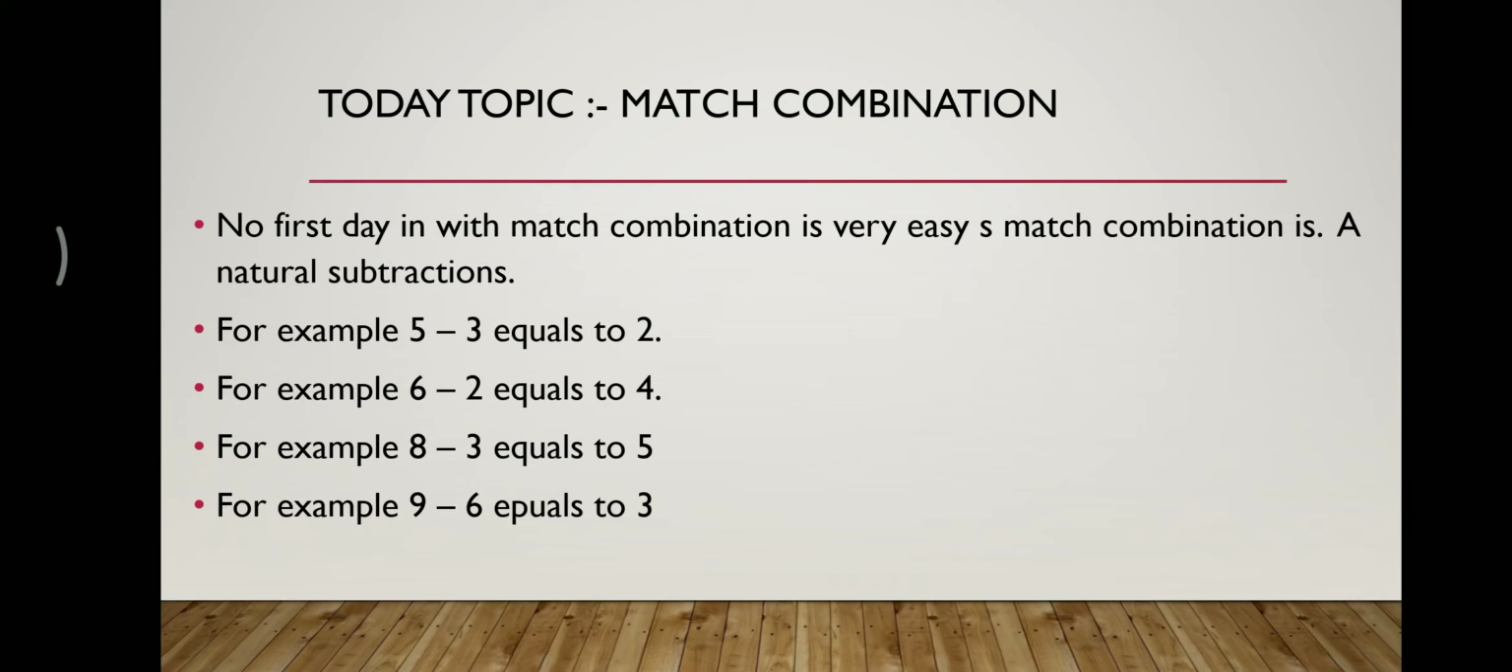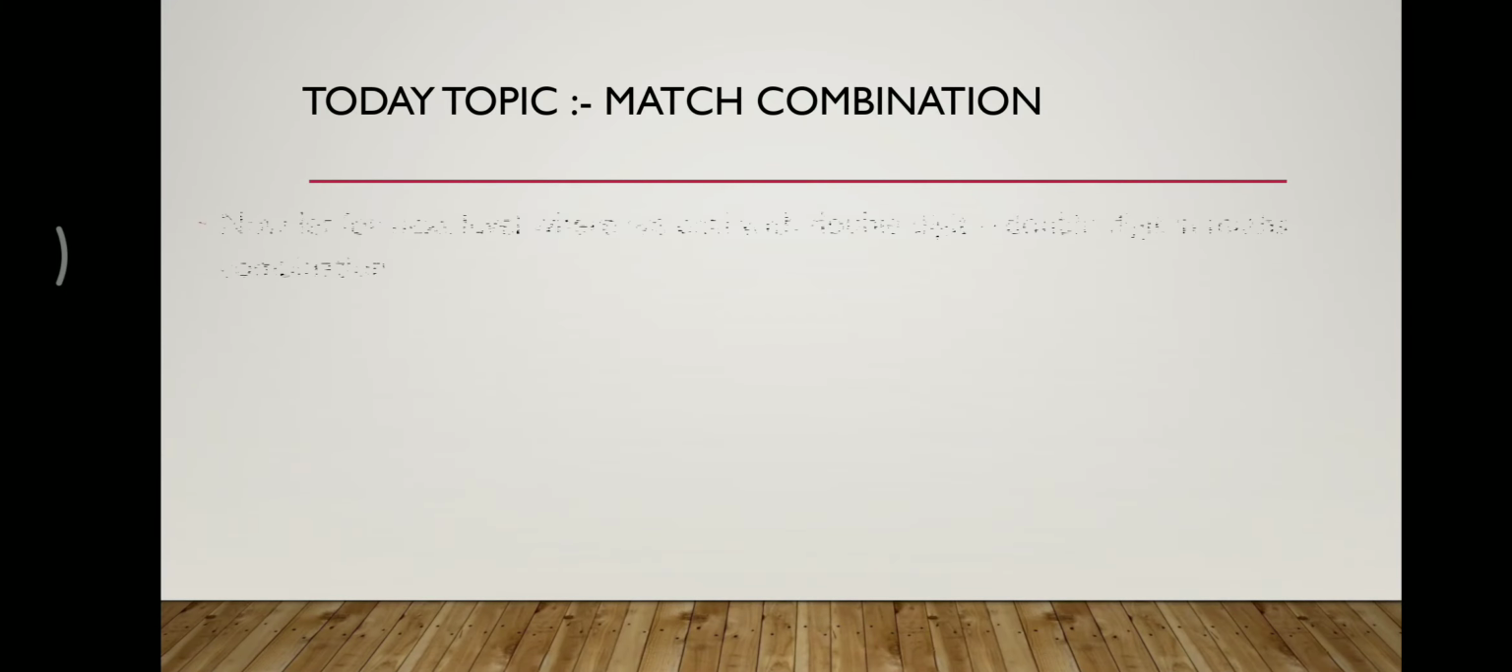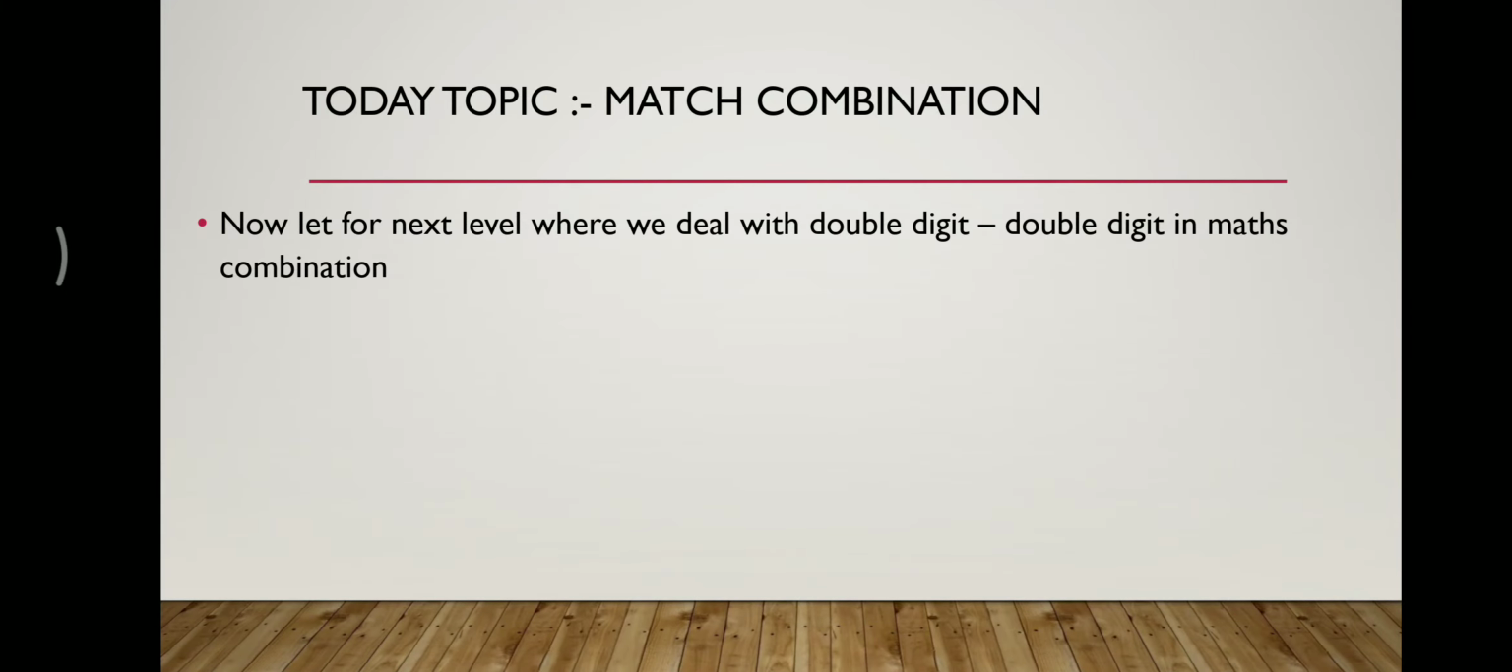9 minus 6 is equal to 3. Sorry, printing mistakes occur. And there are many more examples. You can do that with match combinations. Now, in our next level, we will deal with double digits by double digits.